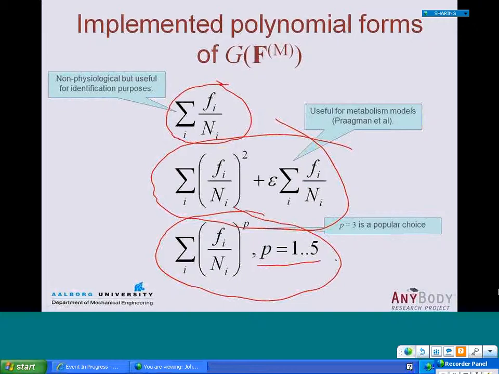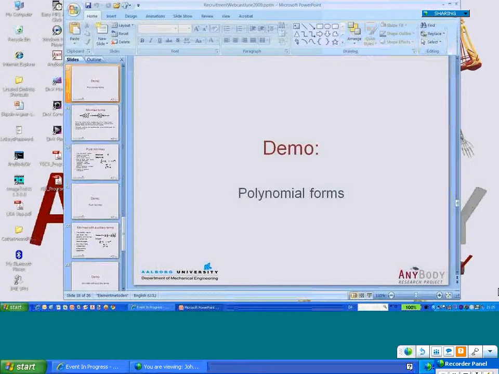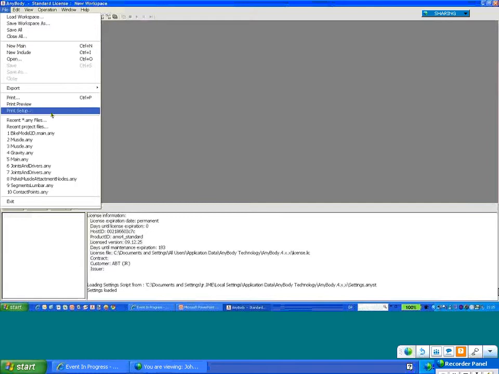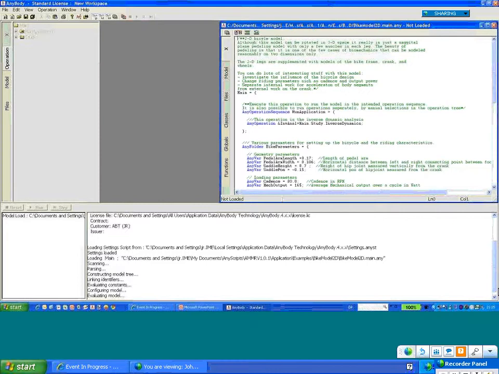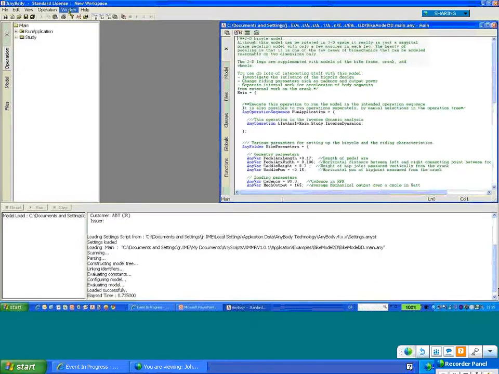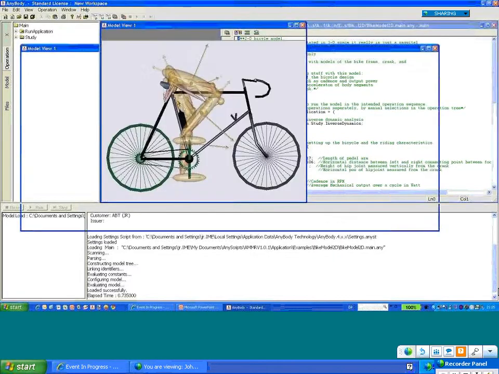Now, I'm going to do a little demo that explains the difference between these polynomial forms. So I'm going to close down my presentation. I'm just going to press escape a couple of times. And then I'm going to open up the AnyBody modeling system. And this is the AnyBody modeling system, and I'm going to open up a model. And I'm going to take a standard model, which is from the standard model repository. So this comes from the open source model repository that we have. And if I open up a model view, you'll see that this is a two-dimensional model of a bicycle.